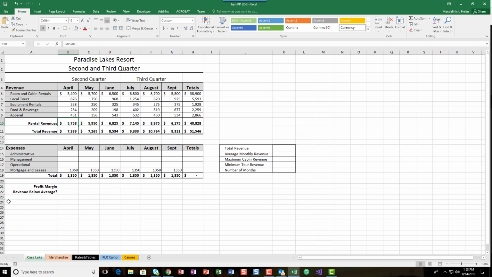Okay, so the next thing we're going to do is create and copy a 3D formula with an absolute cell reference, because we're already pros, right? So let's move on to this.